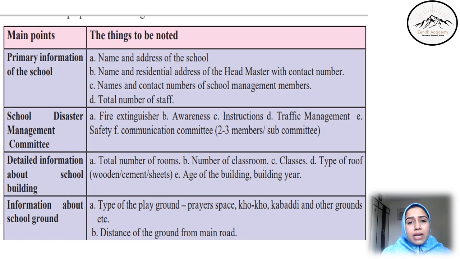Also, the age of the building is necessary because as years pass, the building ages and the construction becomes old and weak. Next is information about the school ground, how big it is and what kind of games can be played, and how much is the distance of the ground from the main road, so that people can run and take solace in the open ground in case of calamities like earthquake.